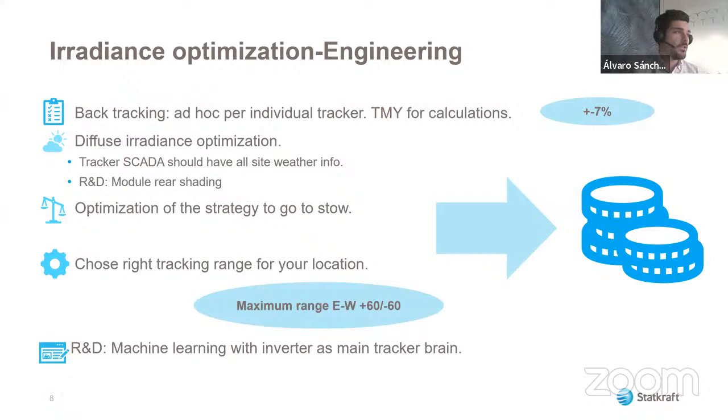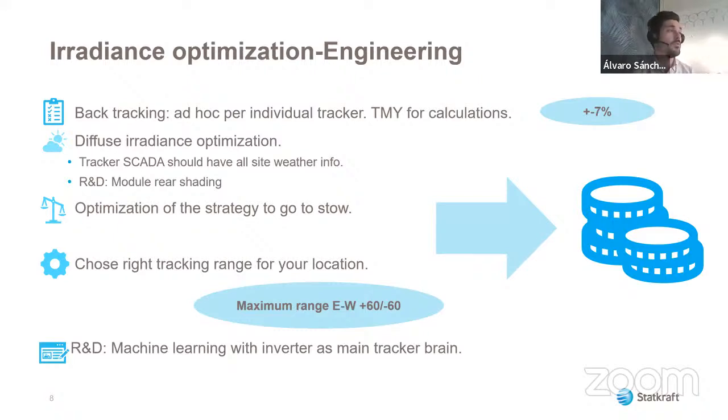The last point is research and development. It is something that we are investigating with a prototype that we are doing in Italy with the University of Bari, and it's module rear shading. So it's okay that we can optimize the tilt of the tracker according to the diffuse irradiance, but it's also worth seeing how the rear gain is impacted when you have different tilts.